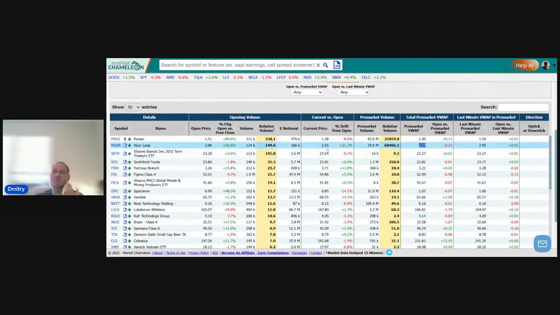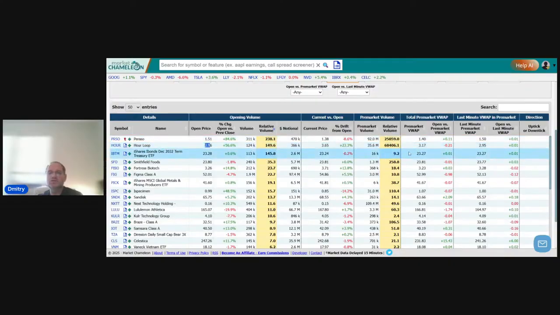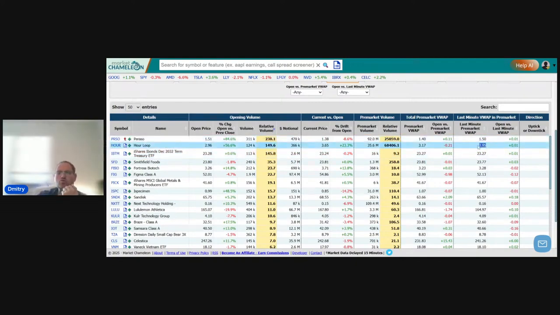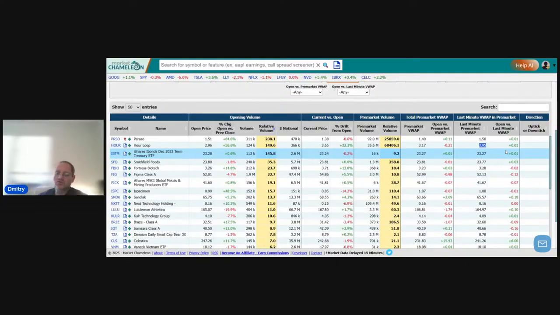Which is what happened. You could see here after the open, the price continued higher. It closed up at $3.65, up another 23% from the 2.96. And another thing here, if we take a look, the price did drift a little bit lower before the open to 2.95.